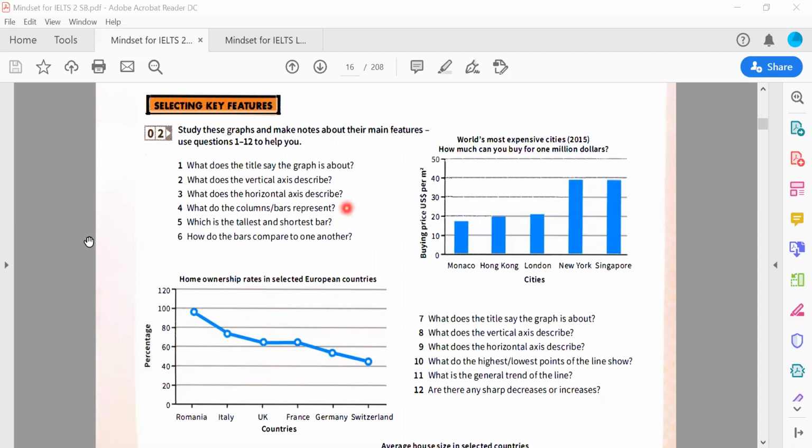And then, what does the horizontal axis describe? You guys just tell me. Zarif, what does the horizontal axis describe?